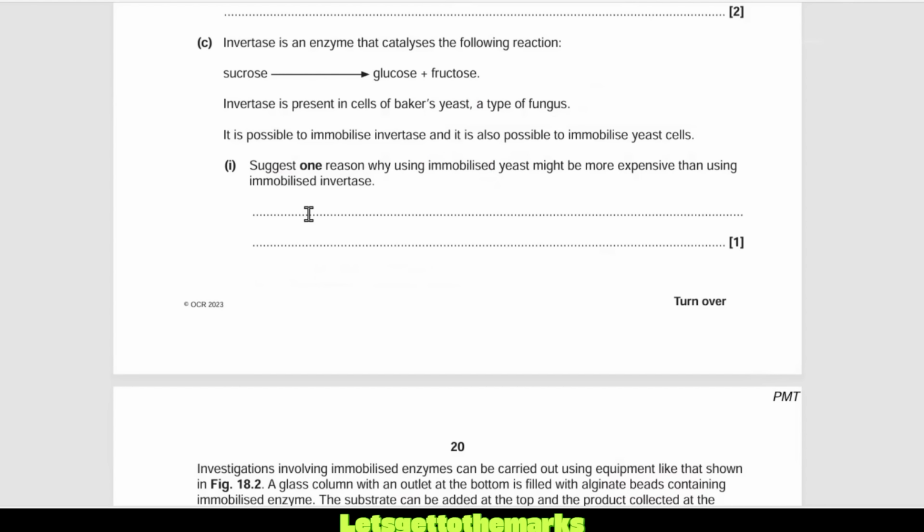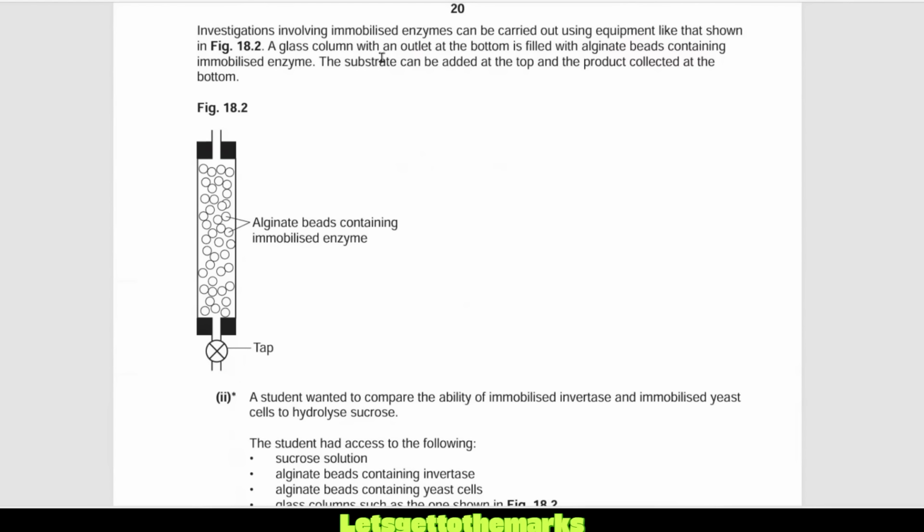Okay, let's zing on. Investigations involving immobilized enzymes can be carried out using equipment like that shown in figure 18.2. A glass column with an outlet at the bottom is filled with alginate beads containing immobilized enzymes. So we've got the encapsulation method here in the alginate beads. The substrate can be added at the top, and the product collected at the bottom.